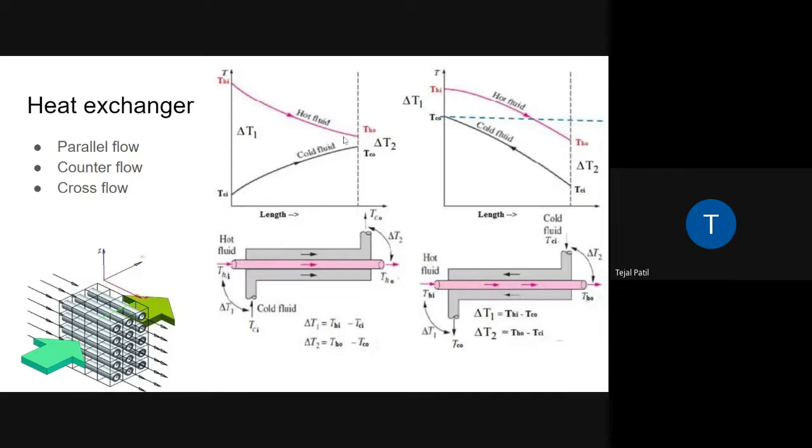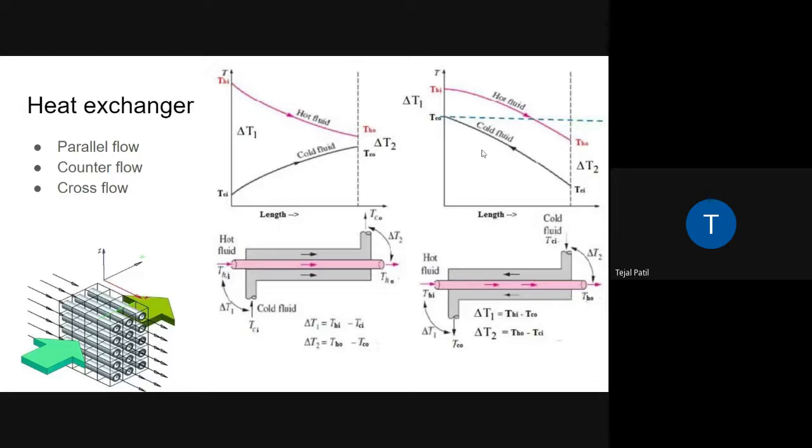But when the delta T is reducing, what is going to happen? The heat transfer rate is reduced. There will be heat transfer, but the rate will be reduced. That means you will not get much difference in the temperature, even if you increase the length a little more. So that is what is going to happen in this parallel flow.